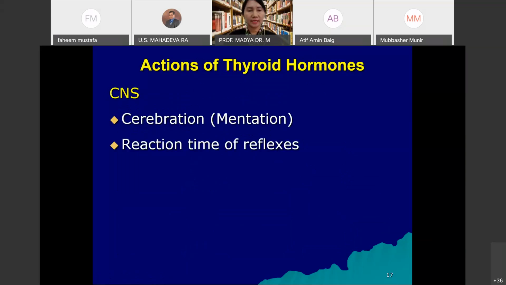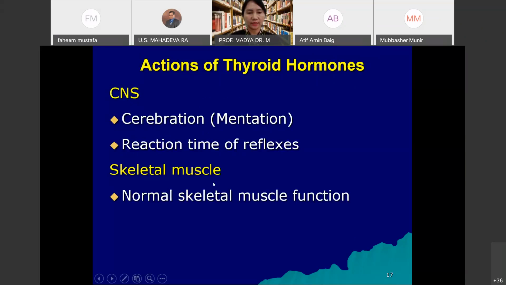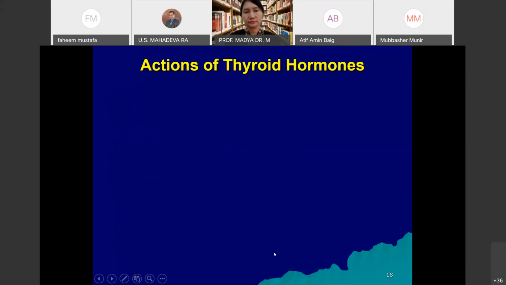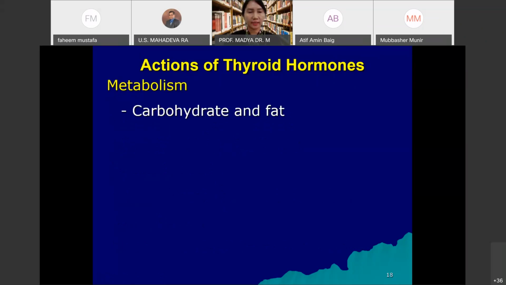Again, on the CNS, if there is hyperthyroidism, there will be rapid cerebration and augmentation, and the reaction time of the reflexes will be shortened. Again, in skeletal muscle, it's essential for normal skeletal muscle function. In reproduction, it regulates the normal menstrual cycle, fertility, and lactation. So again, in metabolism, it acts on carbohydrate and fat breakdown.